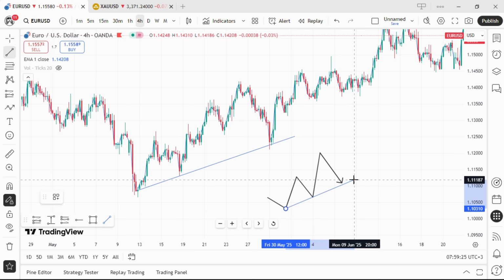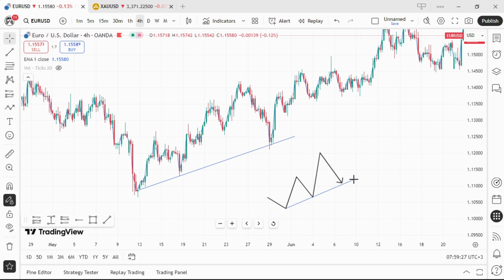This. Condition number one is that the next high has to take out the previous high. What do I mean by that?